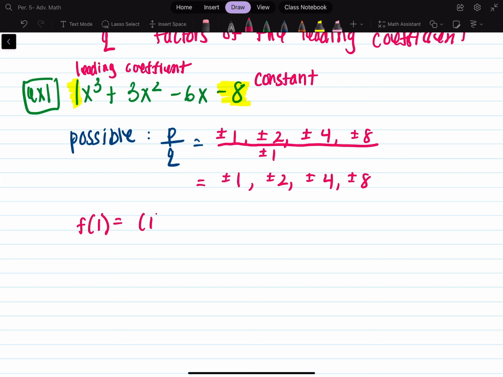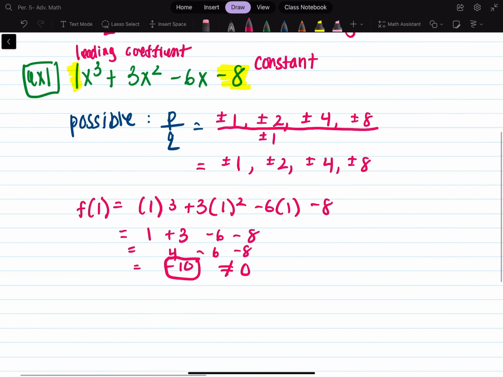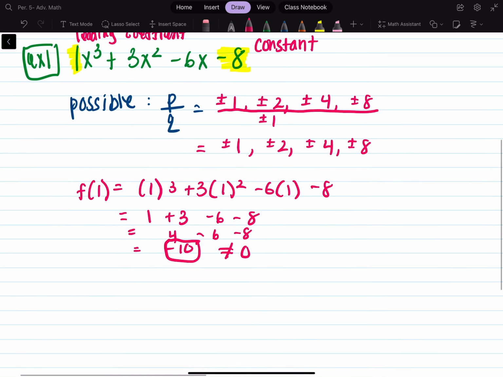Well, that's going to be equivalent to 1 cubed plus 3 times 1 squared minus 6 times 1 minus 8. If you go ahead and work this out by hand or type it into Desmos or a calculator, 1 cubed is 1, plus 3 times 1 squared is a positive 3, minus 6 minus 8. That will simplify down to 4 minus 6 minus 8, which is negative 10. However, this number is not equal to 0, so obviously we know that 1 is not a factor of this polynomial. So let's go ahead and try my second one.